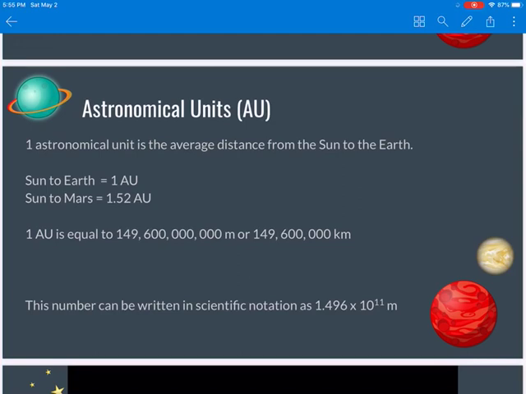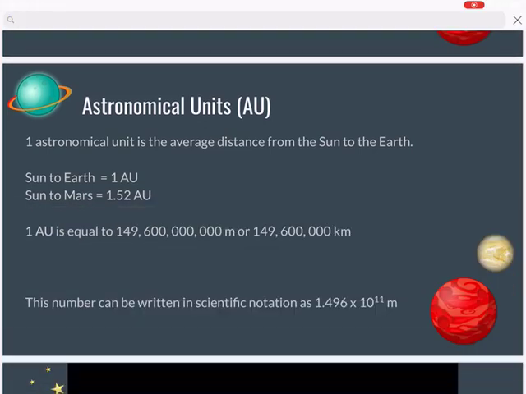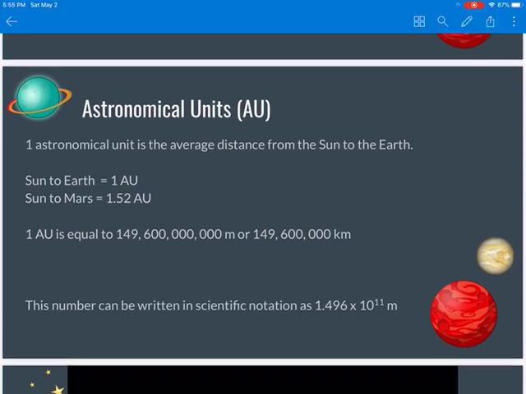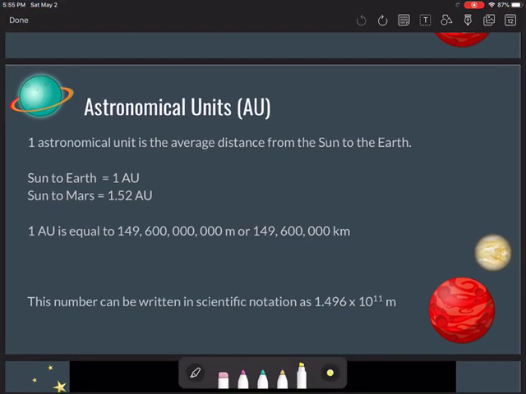So we're going to talk about 3 different types of units that are commonly used when talking about distance in space. The first one is called an astronomical unit, and it is abbreviated by the capital letters AU, standing for astronomical unit. What they say is 1 astronomical unit is the average distance from the sun to the Earth.